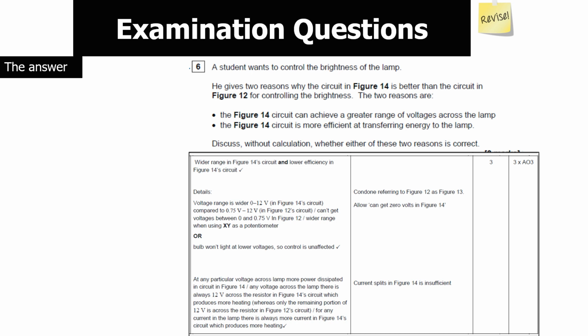However, the idea is that figure 14's has a lower efficiency than figure 12's. That's an important idea because at any particular voltage across the lamp, more power will be dissipated in figure 14, as any voltage across the lamp is always 12 volts across that resistor. So therefore it'll produce more heating. So therefore there'll be less energy going to the useful part of the circuit. So therefore it won't be as efficient.